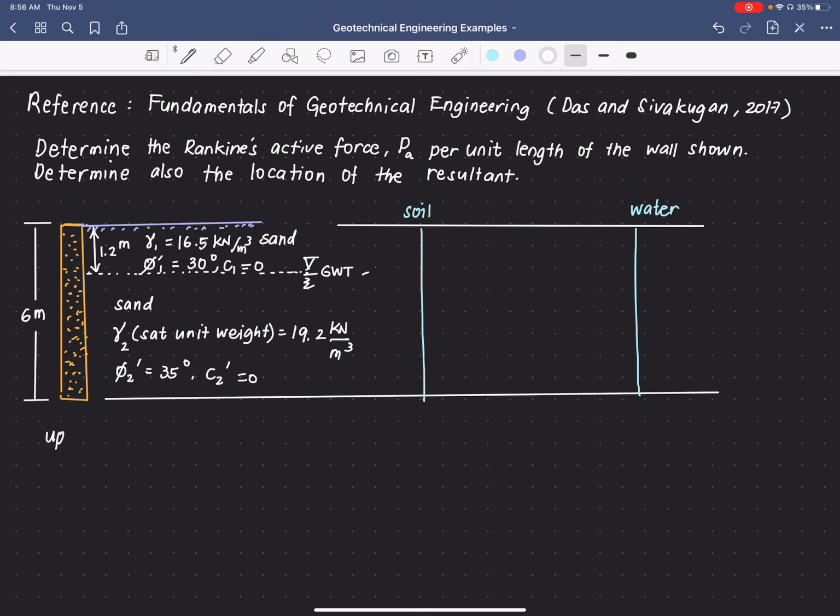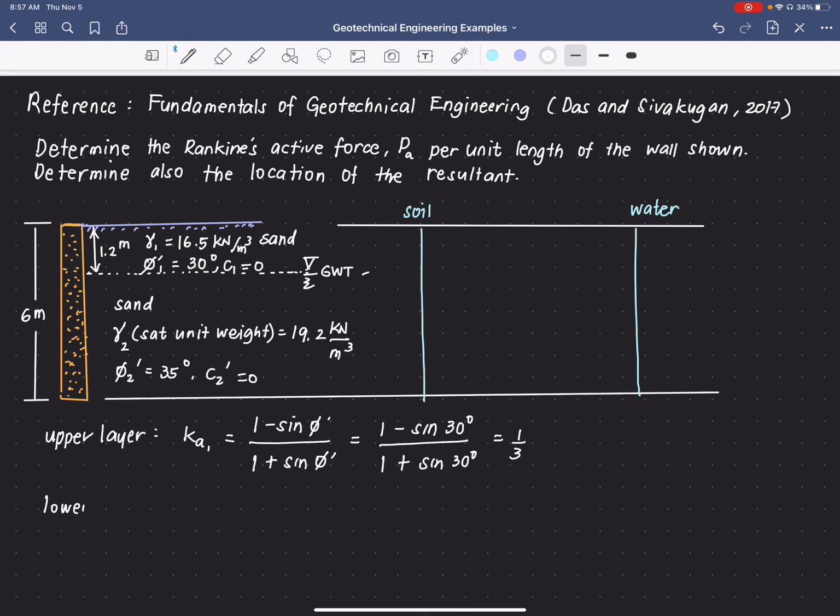So let us say for the upper layer, our K sub A1 will be equal to 1 minus sine of phi prime divided by 1 plus sine of phi prime. And we have 1 minus sine of 30 degrees over 1 plus sine of 30 degrees. And this is 1 over 3.